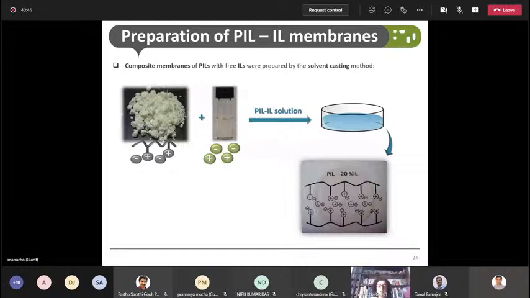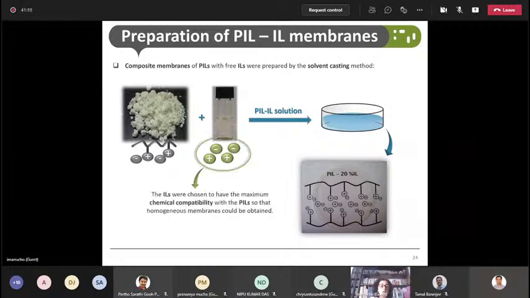So this is how we prepare our dense membranes. We use the solvent casting method. We just dissolve the polymeric ionic liquid and the ionic liquid in a solvent, and then let it evaporate very, very slowly. Typically, the solvent is acetone. It is very important that the ionic liquid and the polymeric ionic liquid are compatible. So typically, we choose ionic liquids that are very similar to the polymeric ionic liquids.